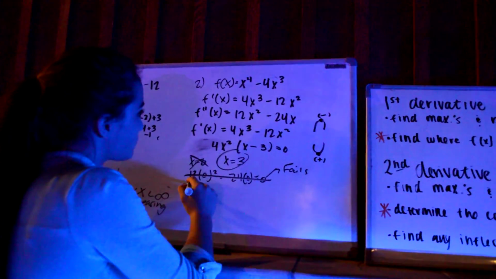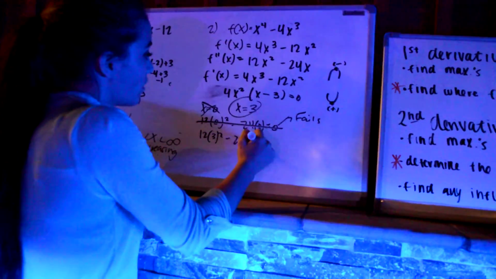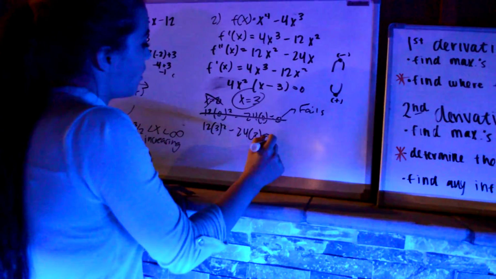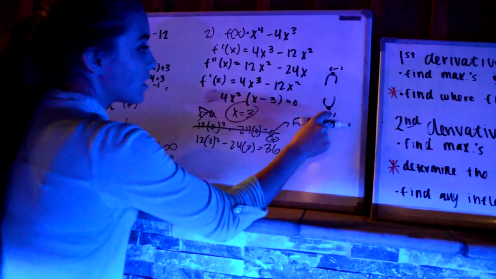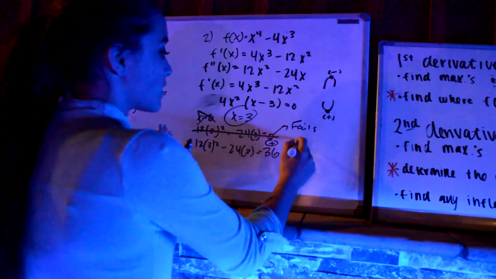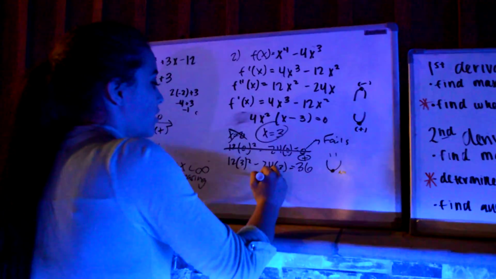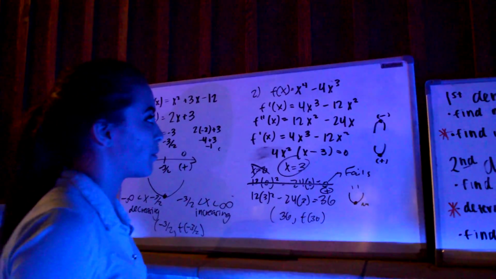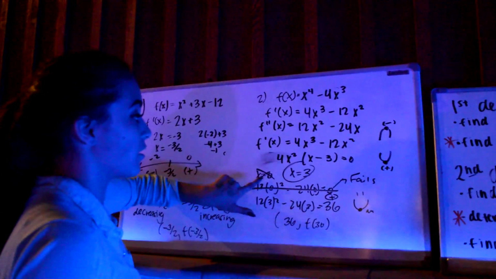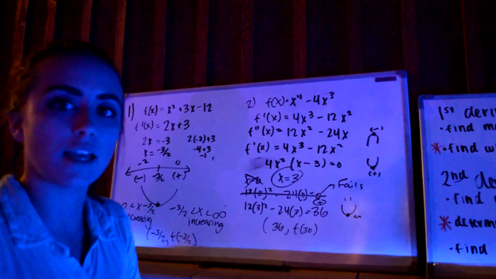So we have 12 times 3 squared minus 24 times 3, 36. And so that's a positive number. And because it's positive, that means the graph is concave up. It makes a smiley face. And that means we have a minimum at wherever 36 is. So 3, comma, f of 3 is our minimum point for this graph. And remember, there's another one. Don't forget to go back and test this into f prime of x. And I think that's it.